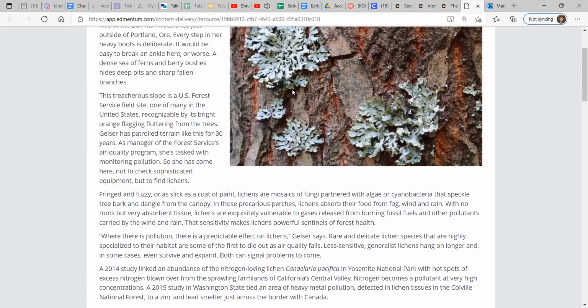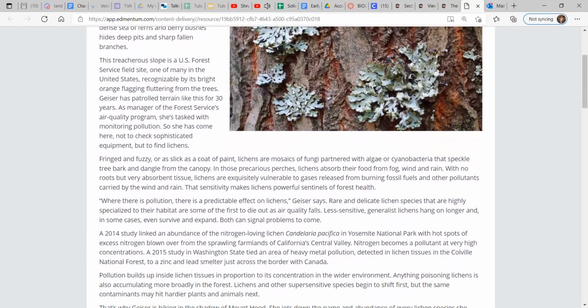This treacherous slope is a U.S. Forest Service field site, one of many in the United States, recognizable by its bright orange flagging fluttering from the trees. Geiser has patrolled terrain like this for 30 years. As manager of the Forest Service Air Quality Program, she's tasked with monitoring pollution.